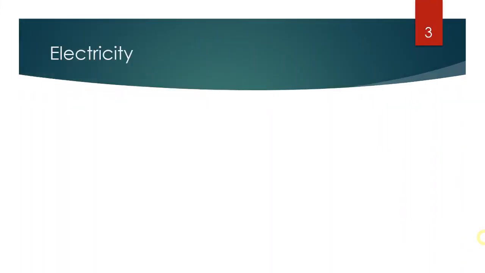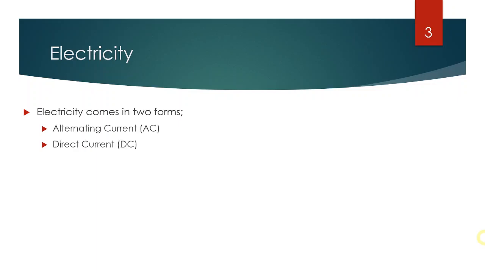Okay, let's get going. So electricity comes in two basic forms. We have alternating current, AC, and direct current, DC, and we're going to dive into each one of these types. Okay, so we basically have those two forms. Now when you get into AC, there's multiple forms of AC, whether it's single phase, split phase, three phase. Direct current is pretty much just direct current.